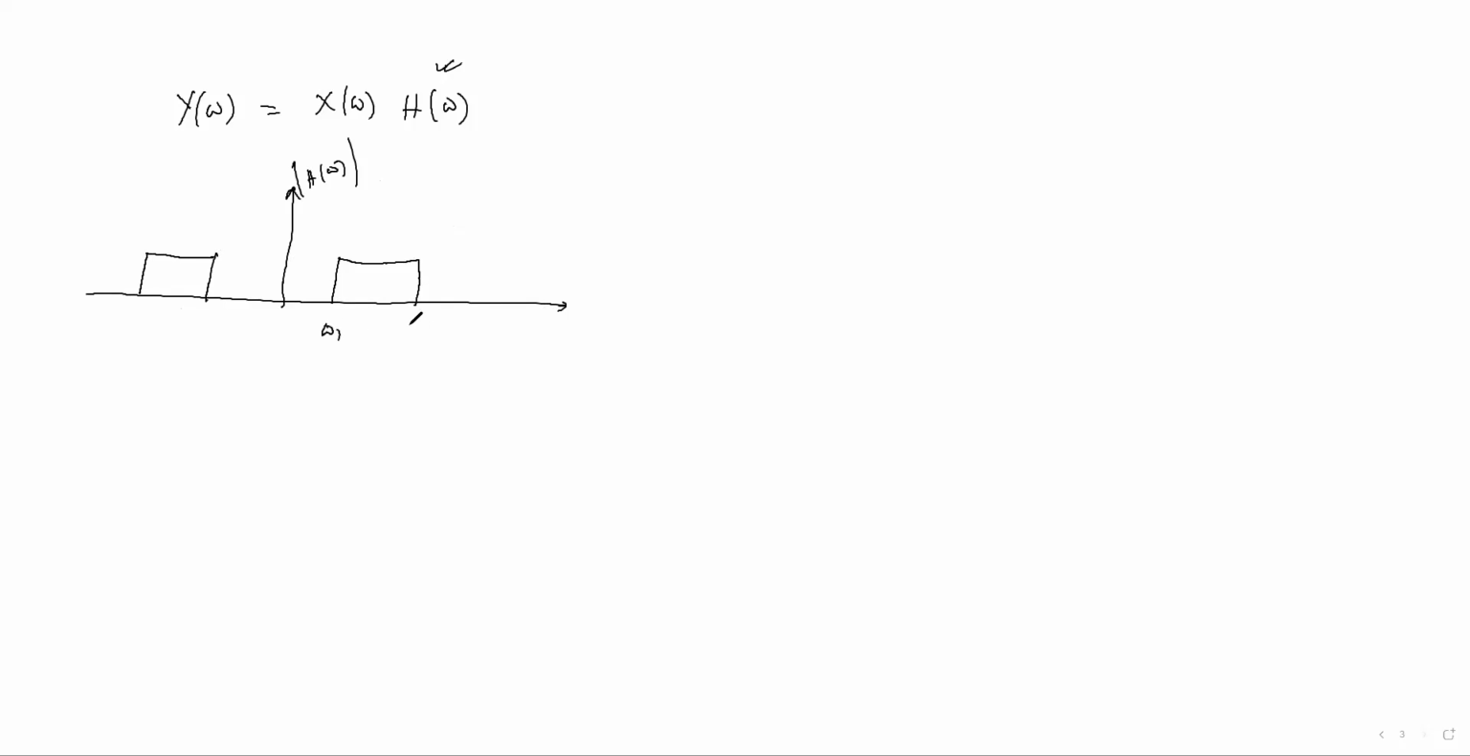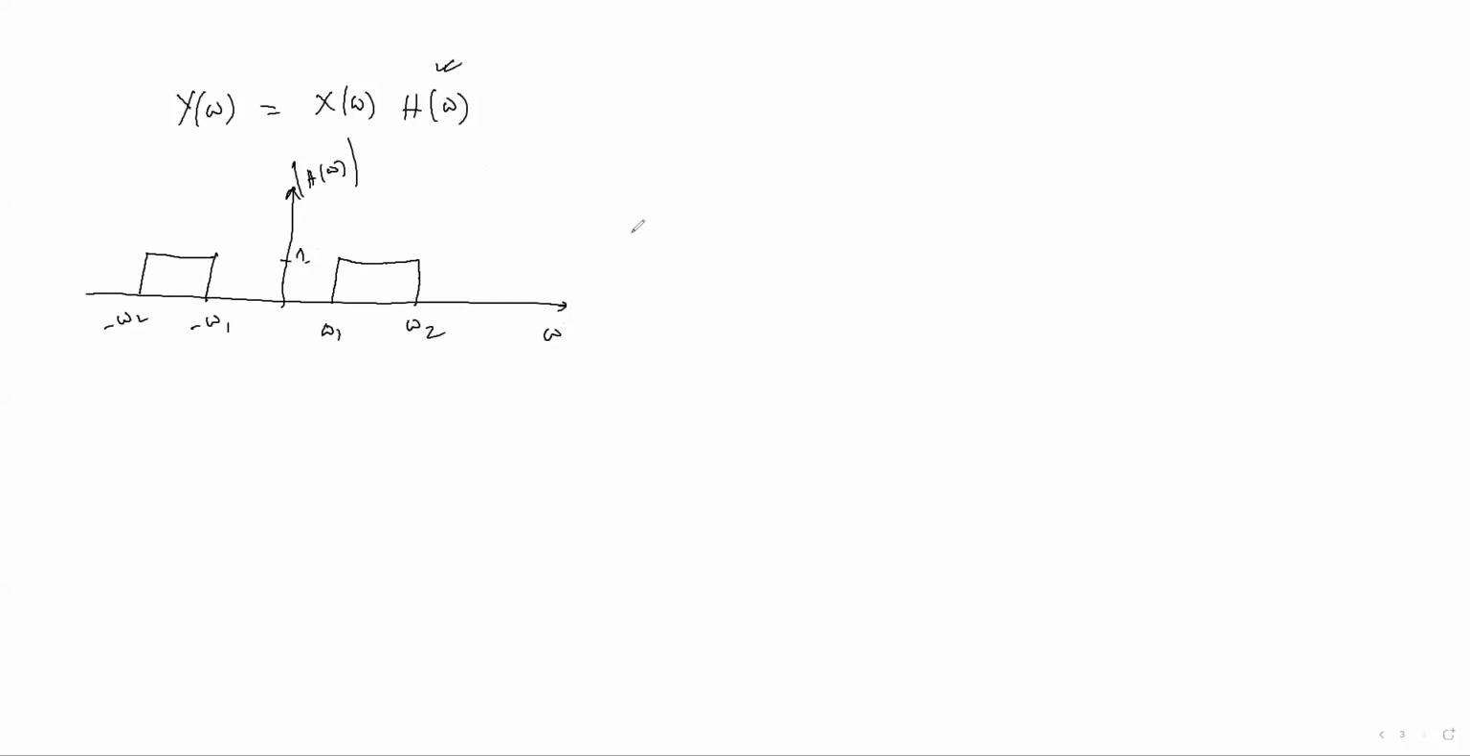Omega 1, omega 2, minus omega 1, minus omega 2. This is the shape of H of omega in the case of a band pass filter. The amplitude would be 1. So this is the graphical representation of the band pass filter in the case of H of omega.